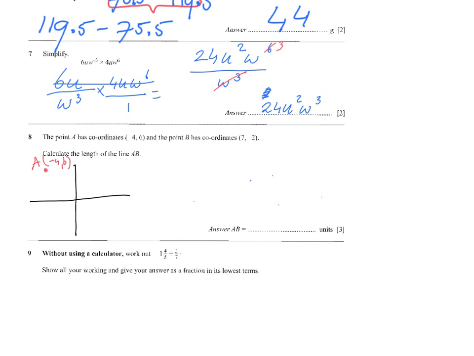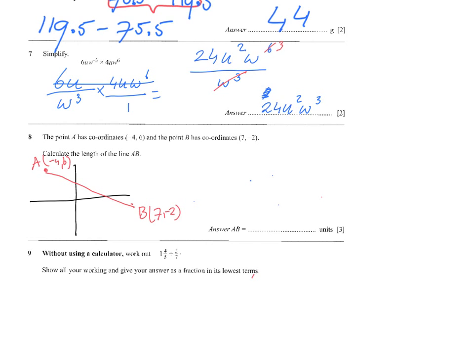-4, 6, so a negative x and a positive y coordinate. And point B, 7, -2, so all the way in the other direction. Let's say it's over there, B, 7, -2, so 7 in the horizontal direction and then -2 in the y direction. And what is the length? They're asking me now, how long is this line segment?